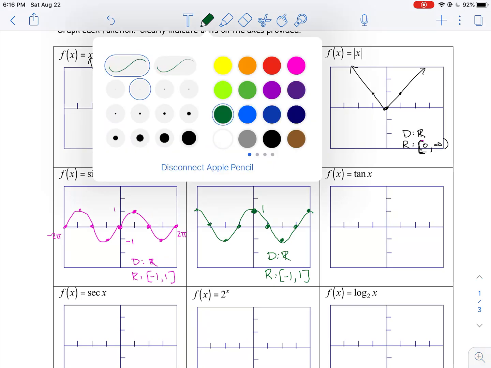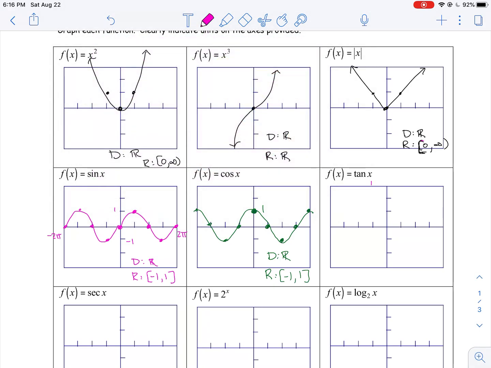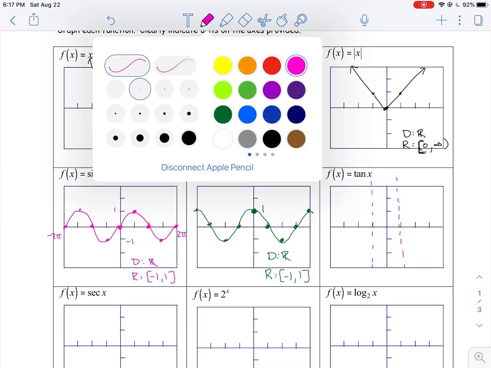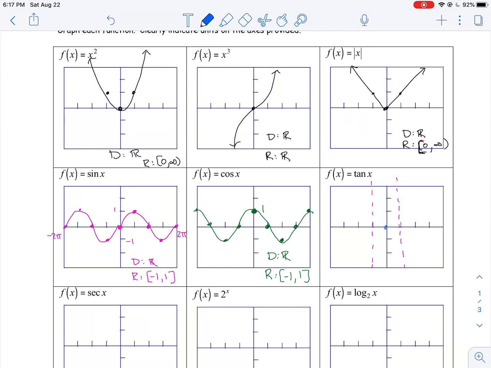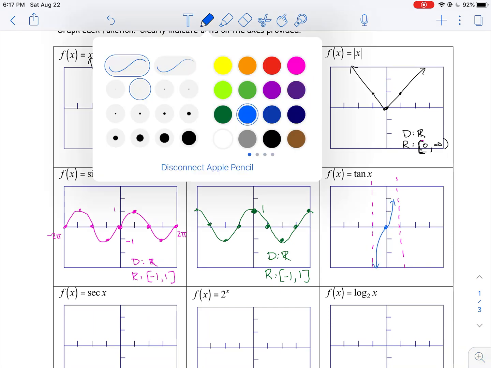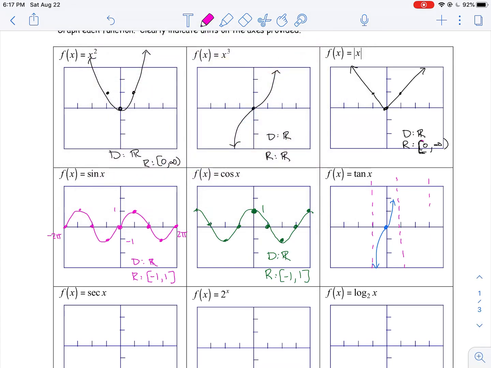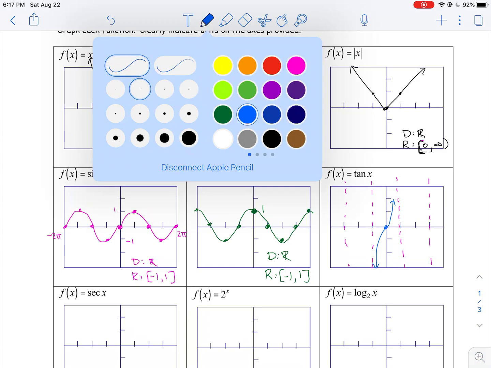The tangent function looks like a bunch of cubics, but the tangent function is undefined at the pi over 2's because the tangent is sine over cosine, and cosine is 0 at pi over 2, so the tangent function is undefined there. And so at any pi over 2, the tangent function is going to be undefined.